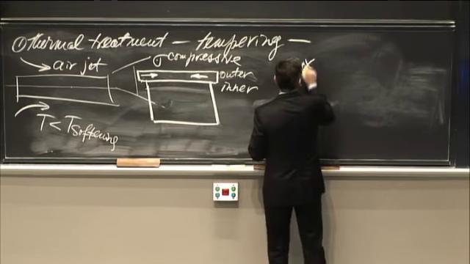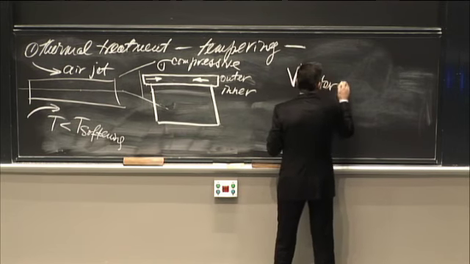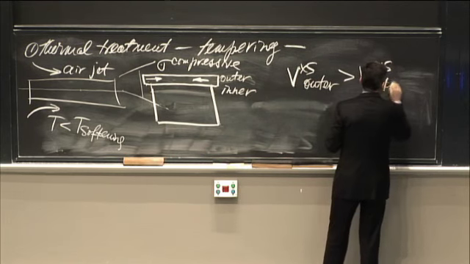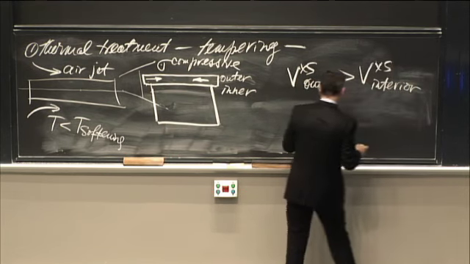So the V excess of the outer layer is greater than the V excess of the inner layer, or the interior, if you like. Okay? And why?